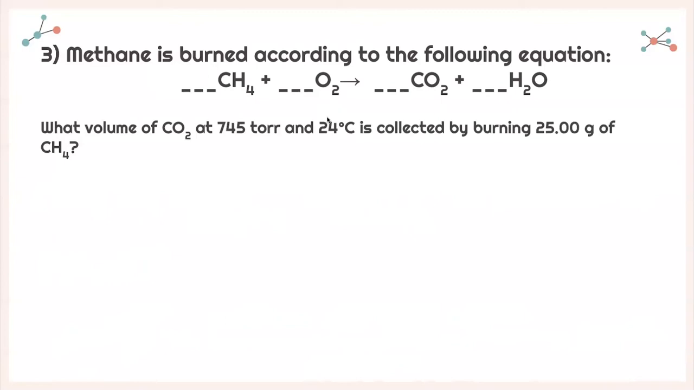Again, first thing I'm going to do, I see my chemical reaction. There aren't any coefficients, so I need to balance my equation first. Again, you can double check your coefficients with mine. I get 1 mole of methane and 2 moles of oxygen will combust into 1 mole of carbon dioxide and 2 moles of water. So looking at our problem, it says we start off with 25.00 grams of methane.